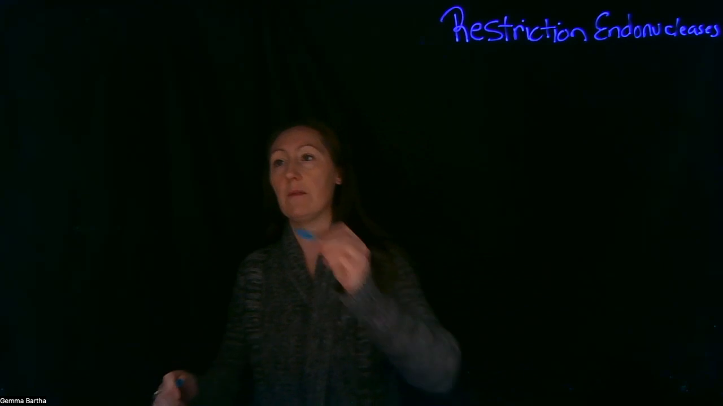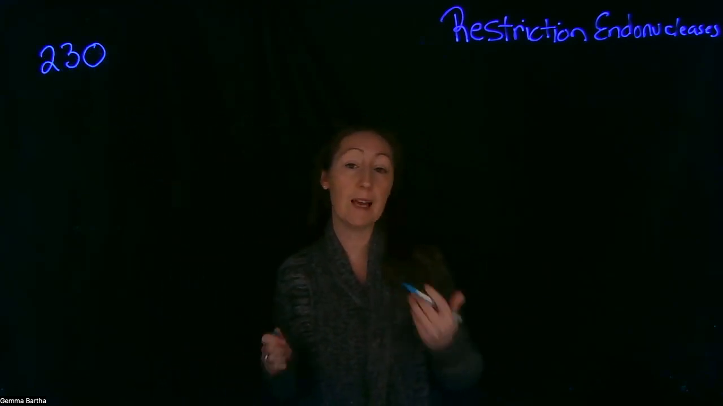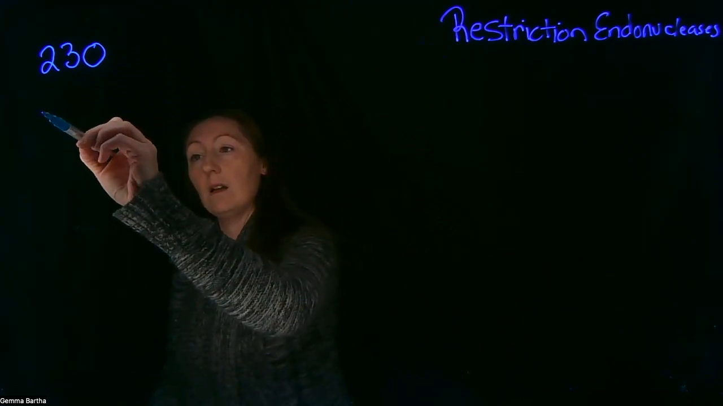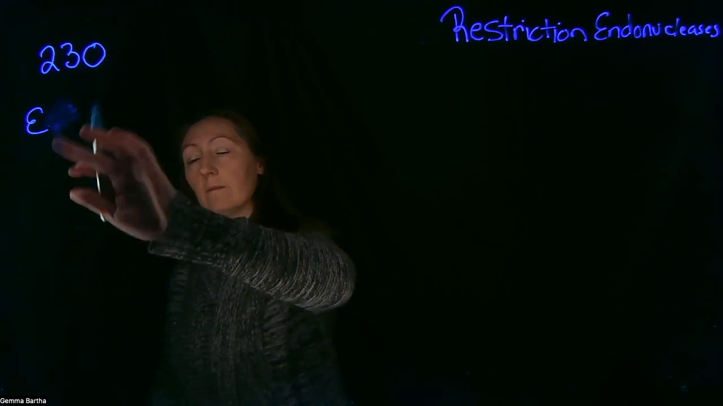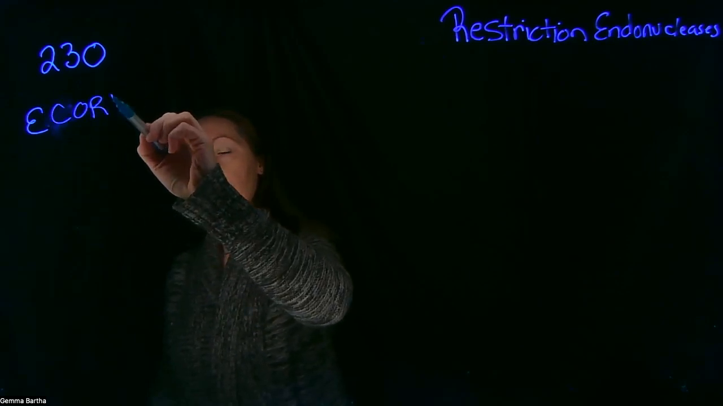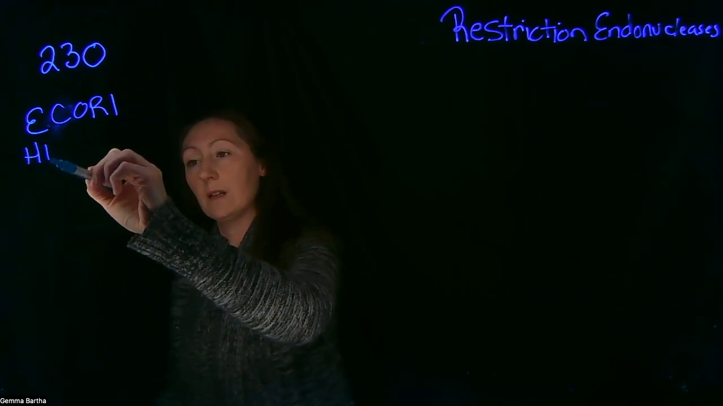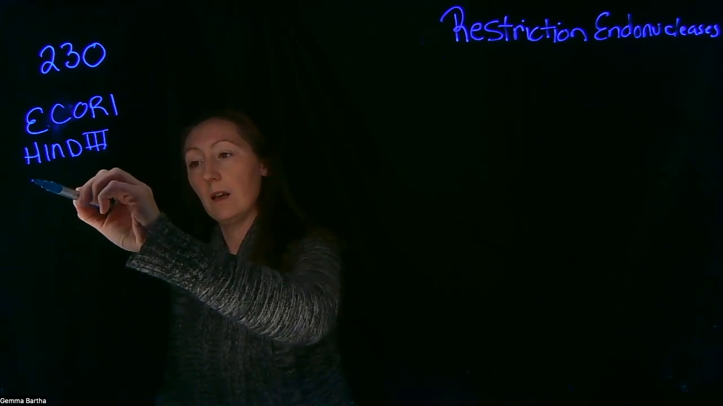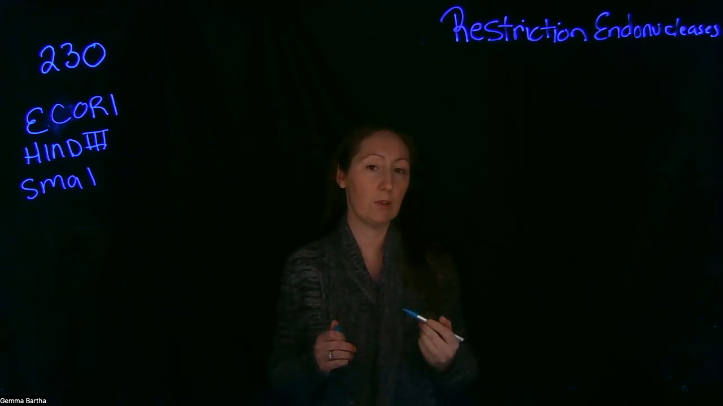Now, scientists have discovered 230 restriction enzymes that have different DNA sequences. For example, EcoRI is a type. You have HindIII, SmaI. So these are all different types of restriction enzymes.